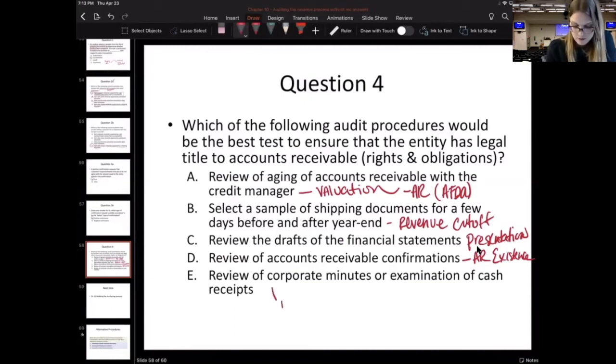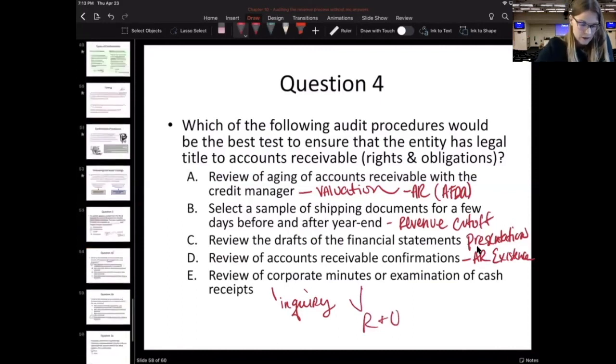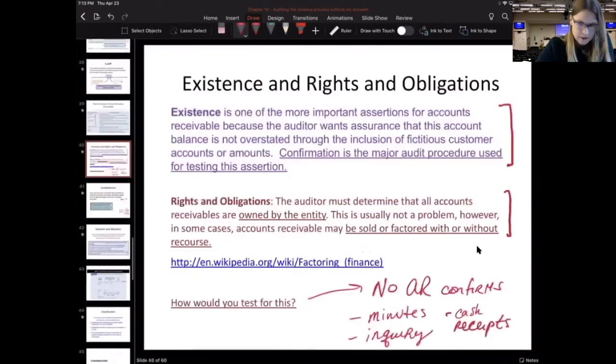Yes, and we said the other procedure that can work here too is technically inquiry, even though we know inquiry is not the most reliable, it can also count here. So yes, we said these are all things that we can use for tests of R&O. And if you feel like you struggled with that one, go back to this slide and review it.